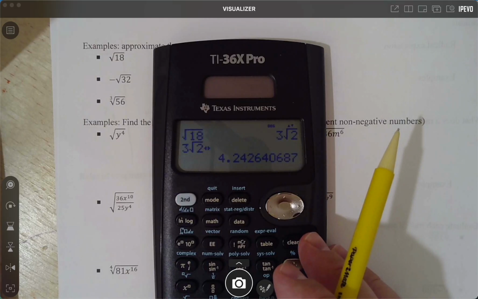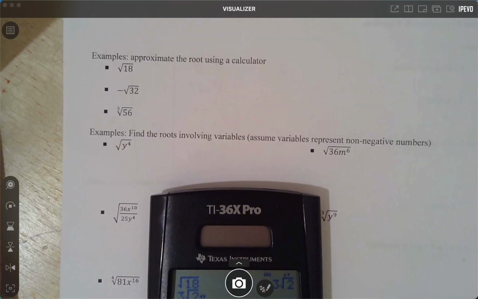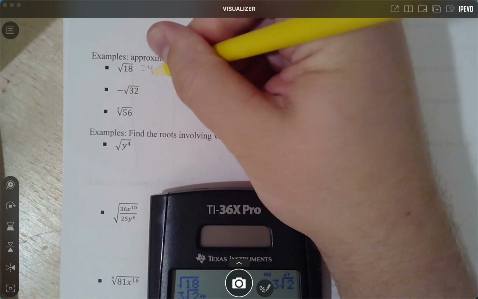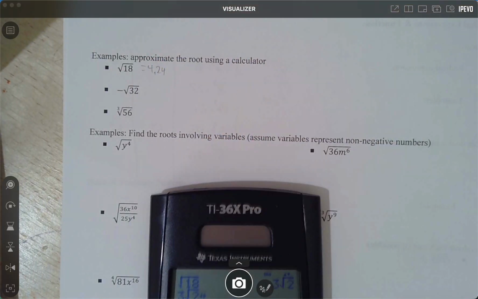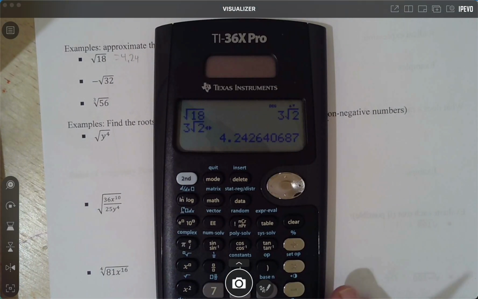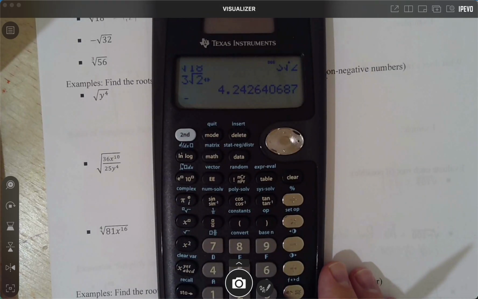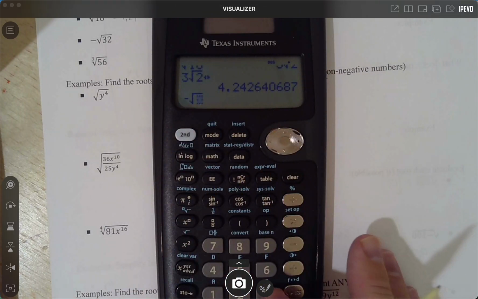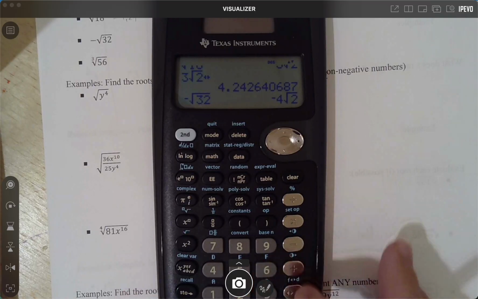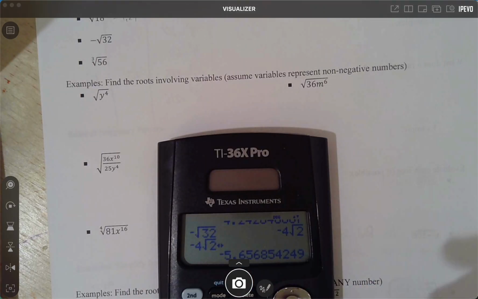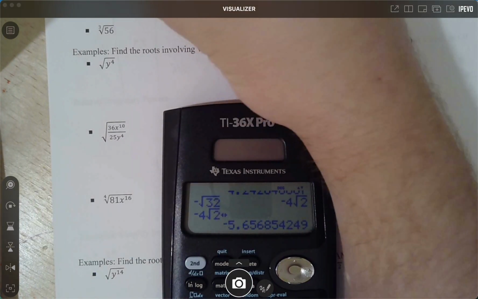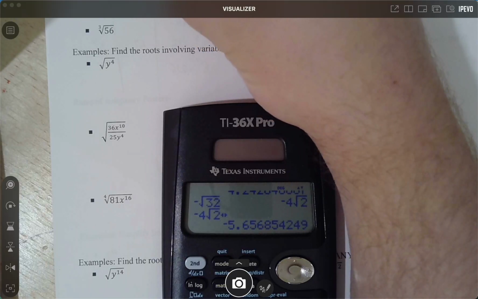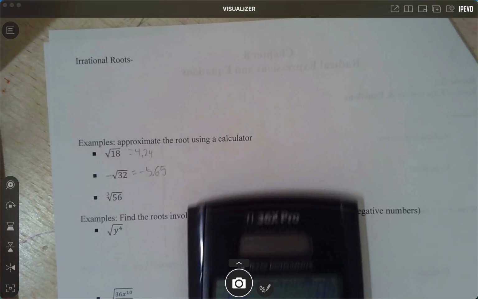What I'm more interested in doing in this section is saying, yes, this is 4.24 and the negative root of 32. So let's type that in. I'm going to type negative first, and then the root of 32. And again, now I have to hit approximate on this calculator. That one's negative 5.65. Oops, back up here.